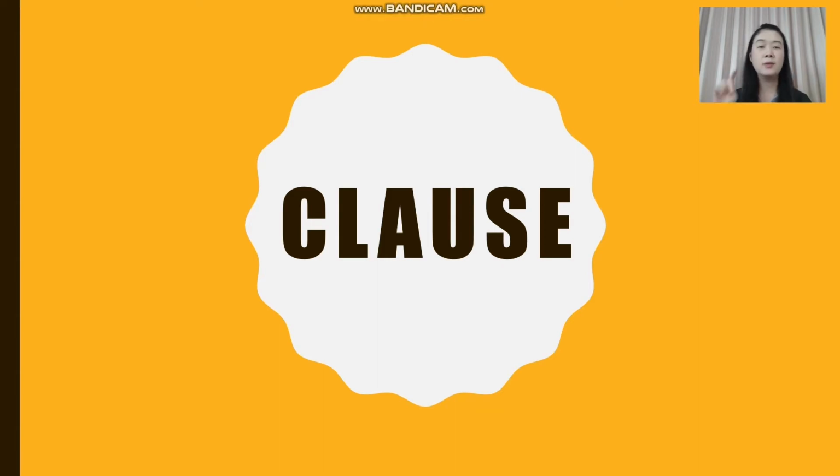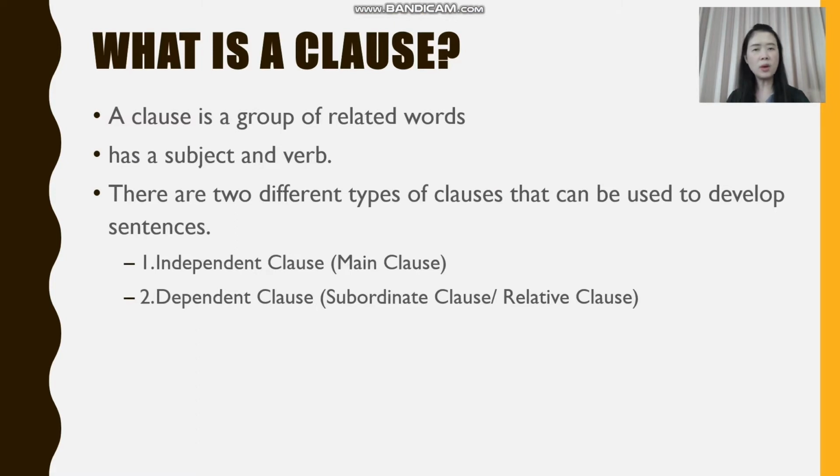Okay, in the first unit we discussed parts of speech, and in the previous unit we discussed the phrase, and you have learned about many types of phrases. And here it is about the clause. That will be another level of the language. Let's see, what is a clause?